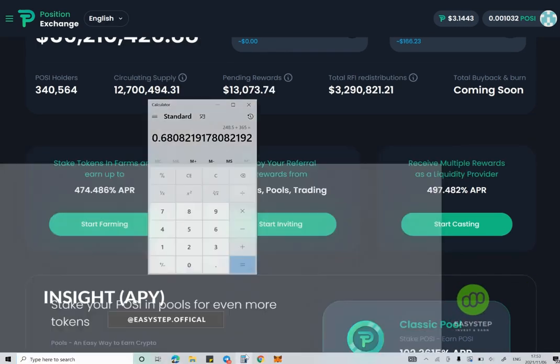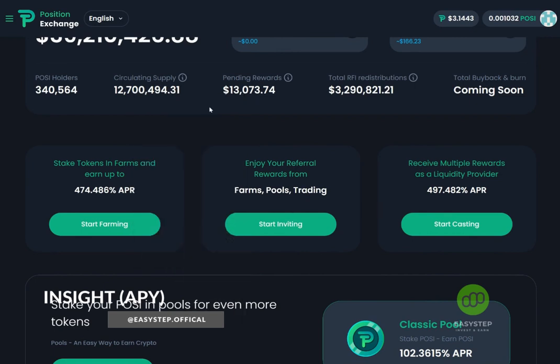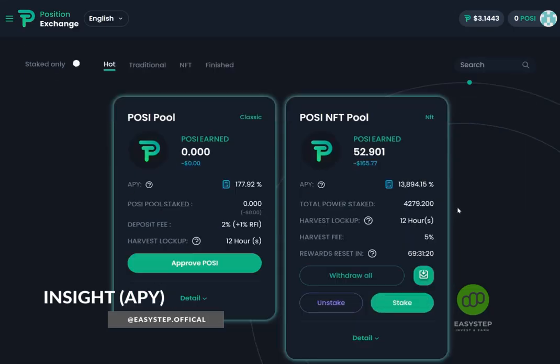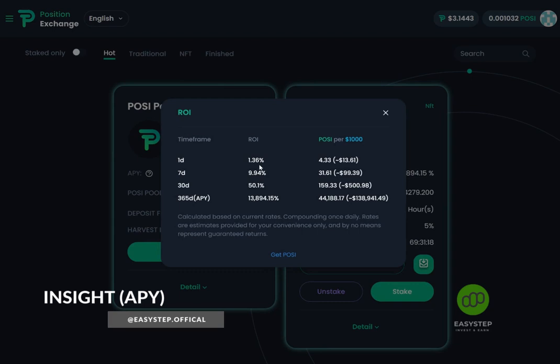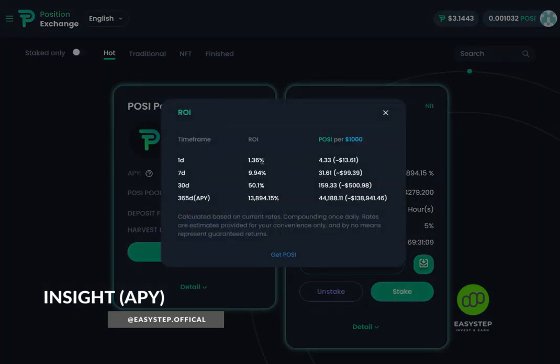That would mean that the APR would be 248%. The daily APR would be 0.0068. Okay, now that's what I'm making every single day. And if we go to the pool, the current daily APR is 1.36%. And you can see how much I'm making per day. I'm at $166 at the current APR.